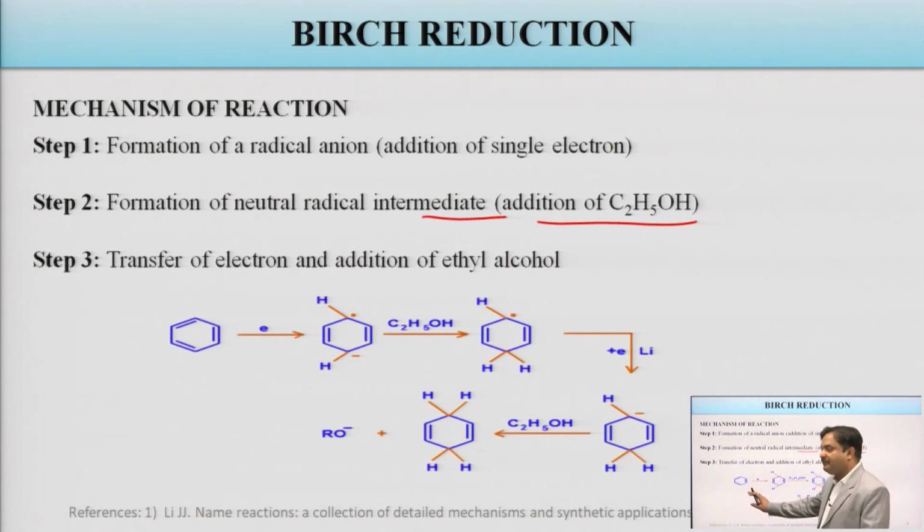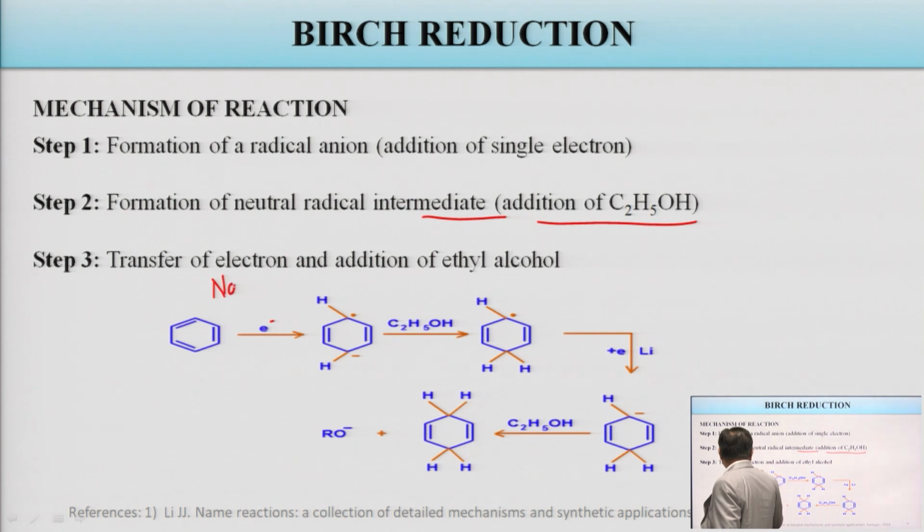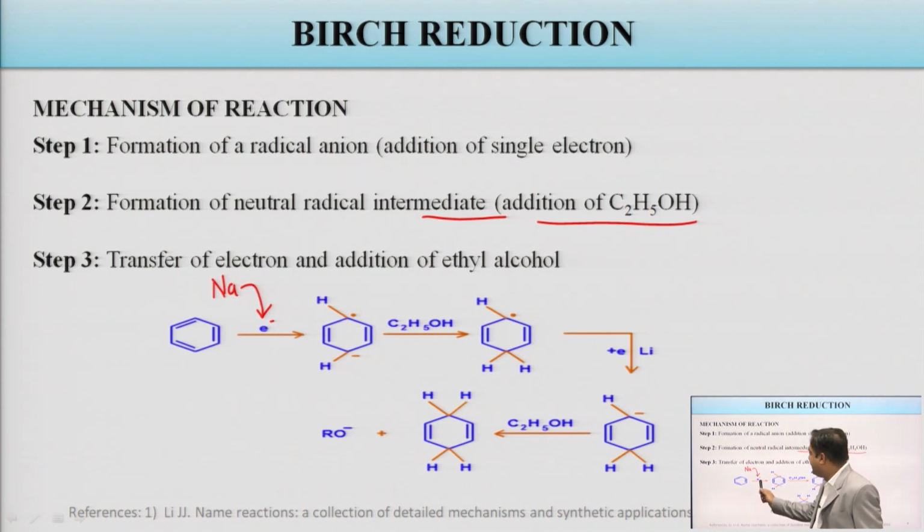So, we have, for example, benzene, which you know is a very good aromatic compound. In the first step, as you can see, one electron is coming. From where is it coming? It is coming from the alkali metals, for example, sodium. So, sodium is giving electrons in this reaction. By accepting this electron, the formation of a radical anion occurs.